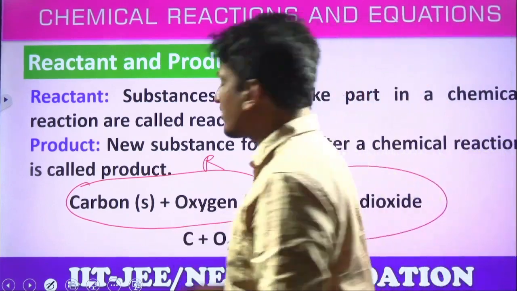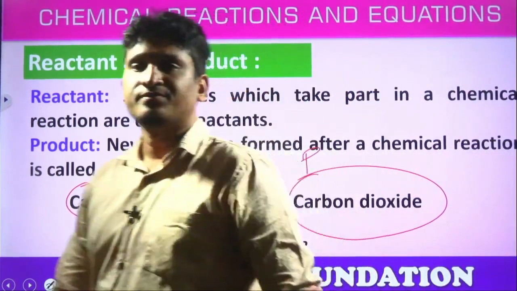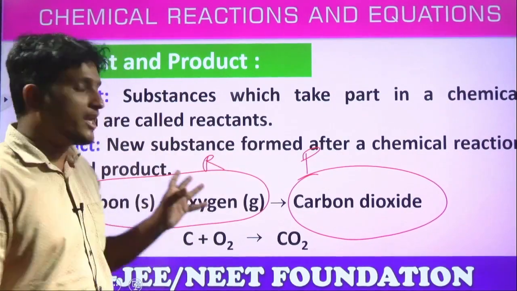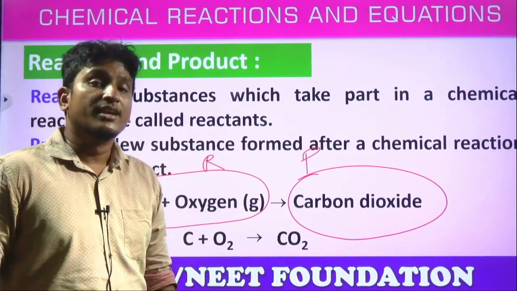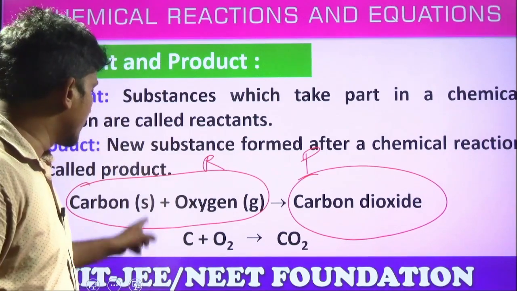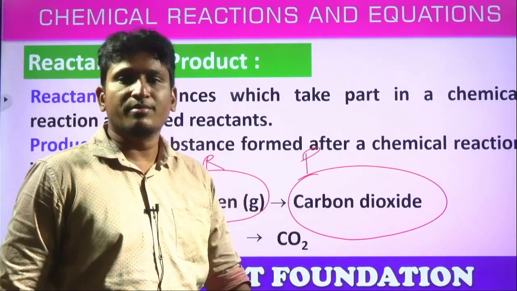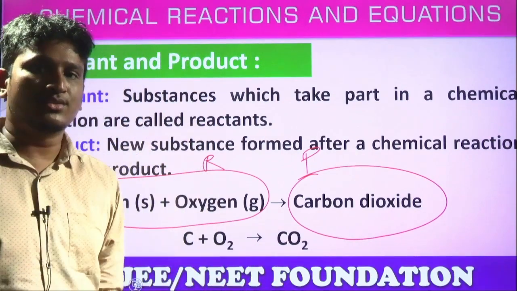Now which is the product? Of course, carbon dioxide is the product. Got the clarity? Look here. Are we representing the reaction using the names? No, we are representing the reaction using symbols. Carbon is C, oxygen gas is O2, gives rise to, what is the formula of carbon dioxide? CO2. C plus O2 gives rise to CO2.